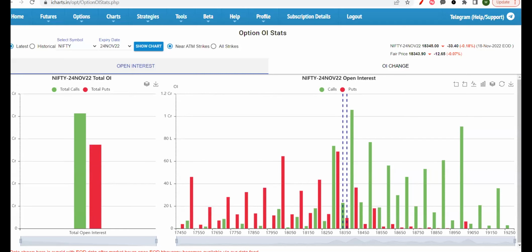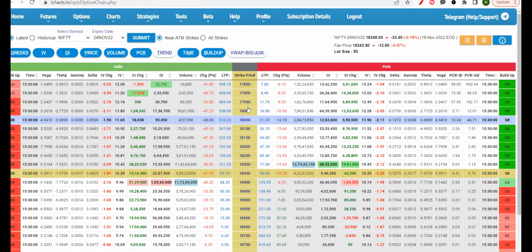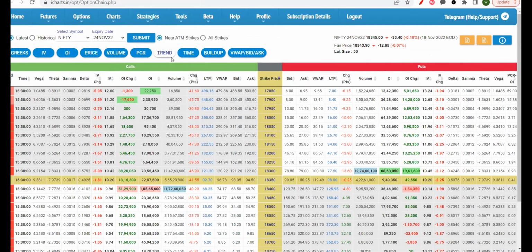What can we do with the option chain? I was getting this question in the last Hindi session also, so let me show you. This is the option chain, which we get from iCharts. The iCharts option chain is much more detailed compared to the NSE option chain. In the option chain, you get all the data points.